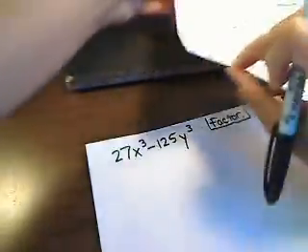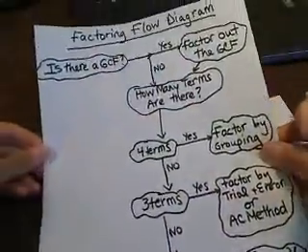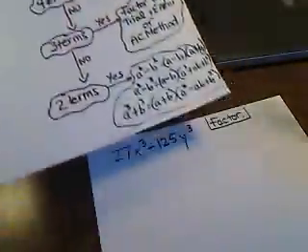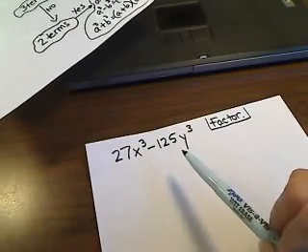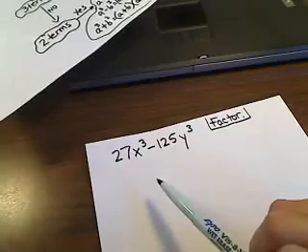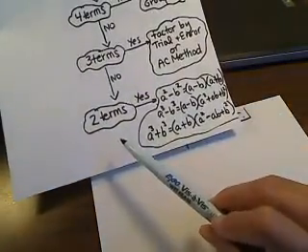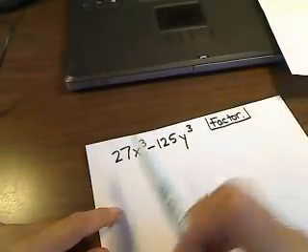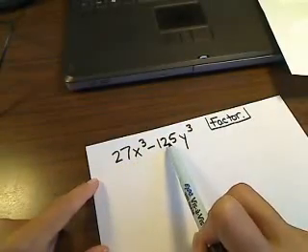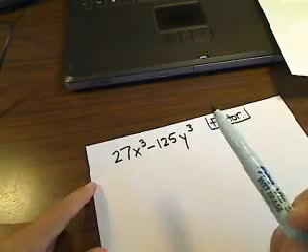Okay, so if we're using our factoring flow diagram and we're asking ourselves, is there a greatest common factor? If we take a look at this, 27 and 125 don't share anything, so no GCF there. We go down, we take a look at two terms. Can we make it fit any of these forms? And yes, we can, because we can write both 27 and 125 as cubes.